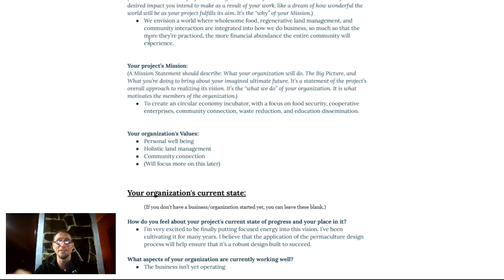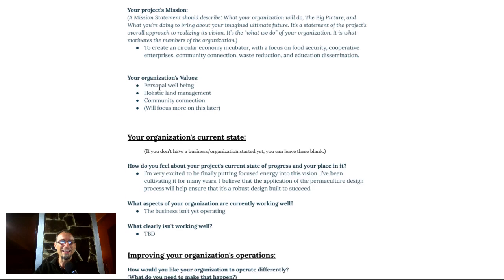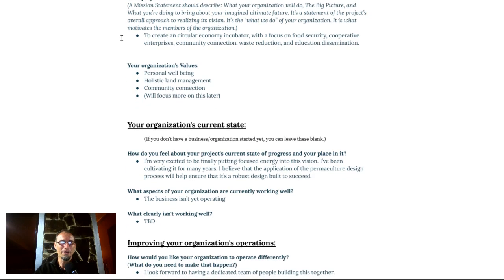community will experience. I believe that creating a financial incentive for people to make the transitions in their life and land practices that they wish they could make is awesome. So that's the driving force behind it. The mission that I wrote here: to create a circular economy incubator with a focus on food security, cooperative enterprises, community connection, waste reduction, and education dissemination. That's not a bad mission either.